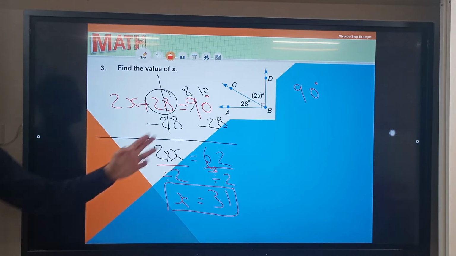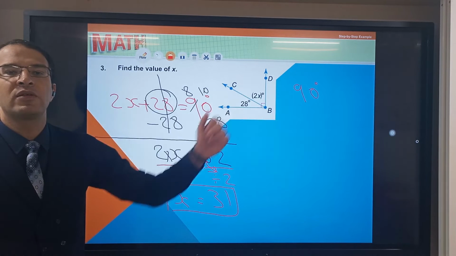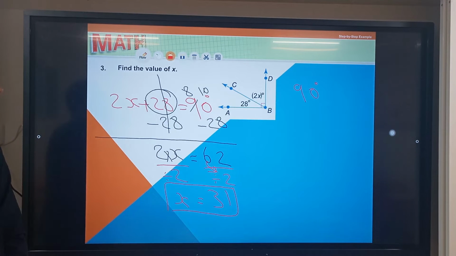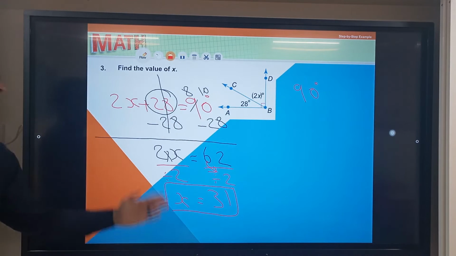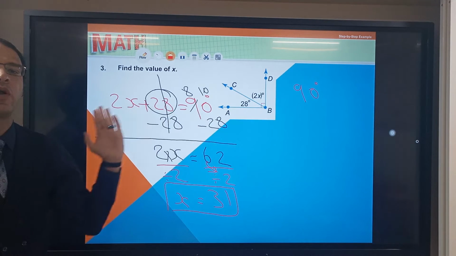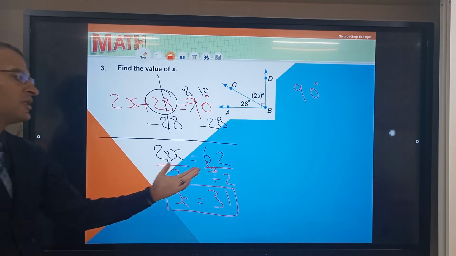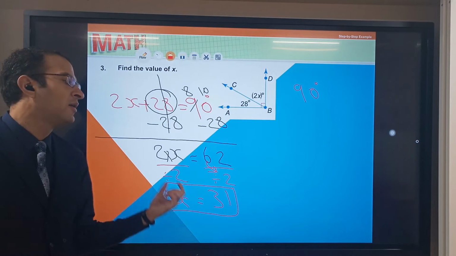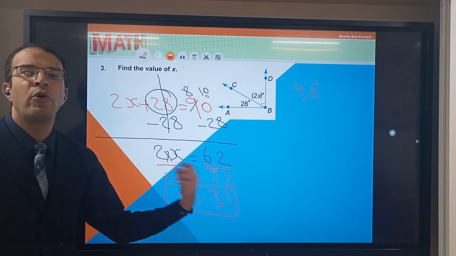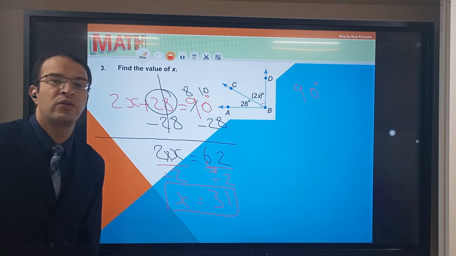So again, I will make the sum of the two angles, 2x plus 28, equal to 90. So I have 2x plus 28 equal to 90. I subtract 28 from both sides. They are the same. So 2x is equal to 62. Divide both sides by 2, left and right. So the value of x is equal to 31.